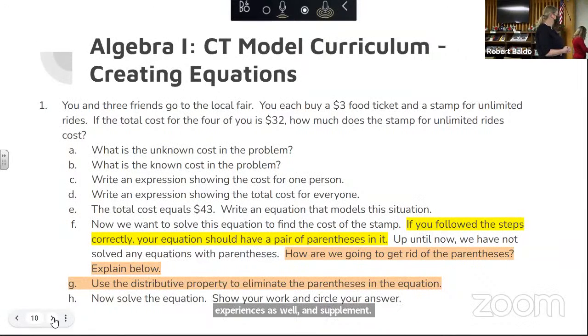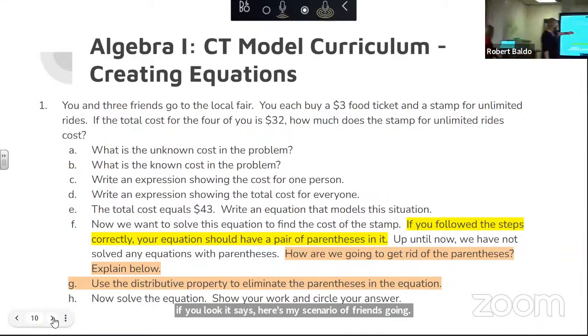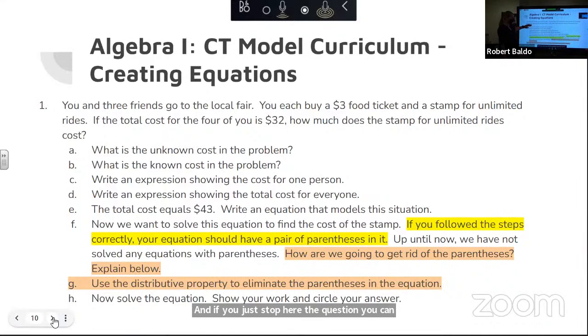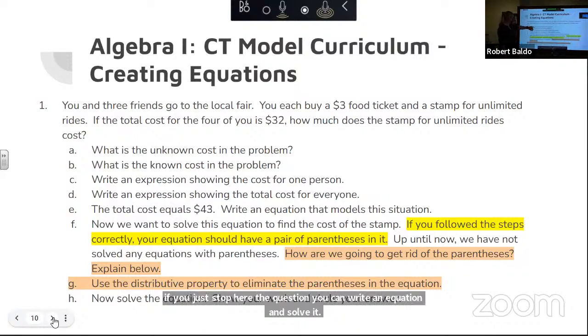This is an example of a problem in the solving equations unit. So you can see this here. I chose this one because I actually use it when we solve equations, and it's so representative of the Connecticut curriculum in that it's super scaffolded. It gives you a scenario about 3 friends going to a fair. If you just stop at the question, you can write an equation and solve it. But it breaks it down into what is the unknown cost, what is the known cost, write an expression.